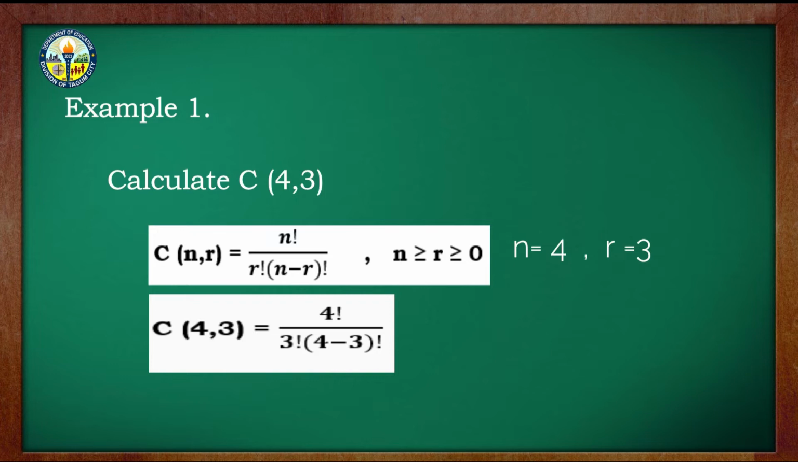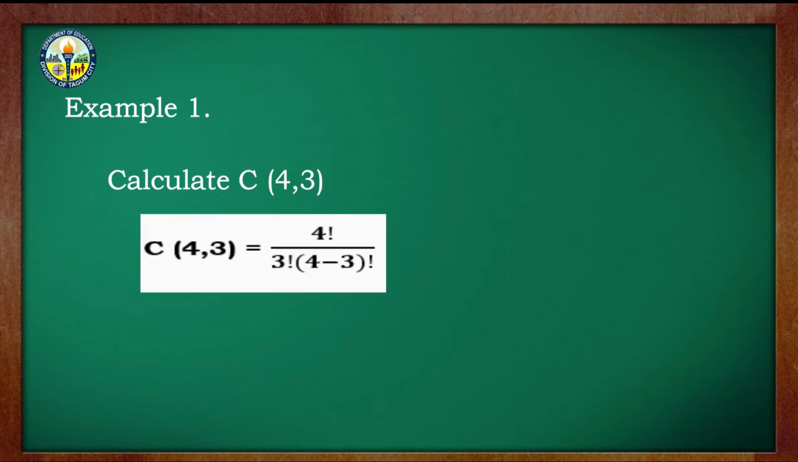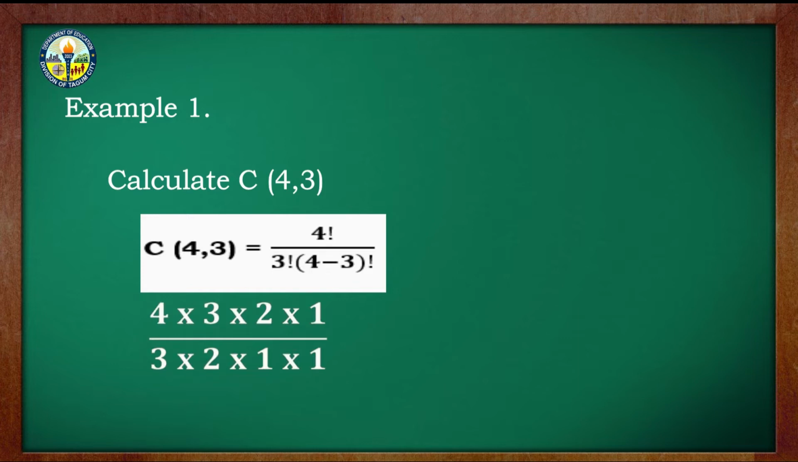Then, perform the operation inside the parentheses. That is, 4 minus 3 equals 1. This becomes 4 factorial over 3 factorial times 1 factorial. After that, find the factorials of 4, 3, and 1. How to find the factorial of 4? Just simply multiply all the integers together from 4 down to 1. Same thing with 3. Hence, 4 factorial is equal to 4 times 3 times 2 times 1. 3 factorial is 3 times 2 times 1, and 1 factorial is 1.